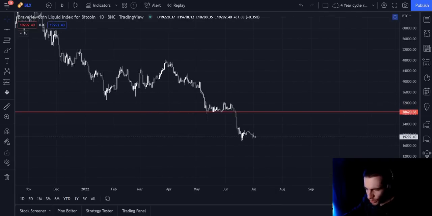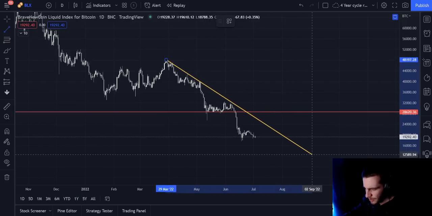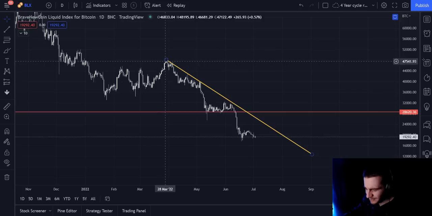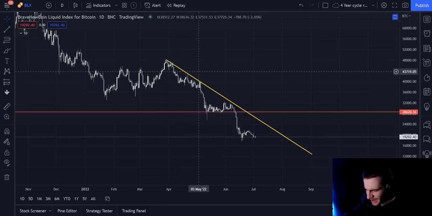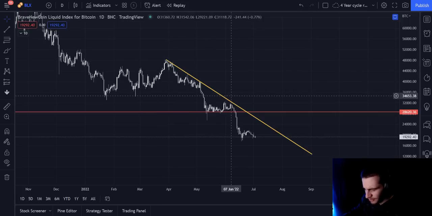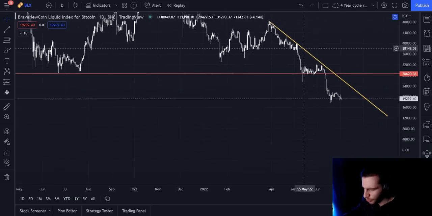Now we can also draw another critical line, this time a diagonal line, stemming from the top of this dead cat bounce here on March 29th, and it's going all the way down. It touches a few points on the way down in April and early May. It just misses the top here in June, but that is a critical downtrending line.